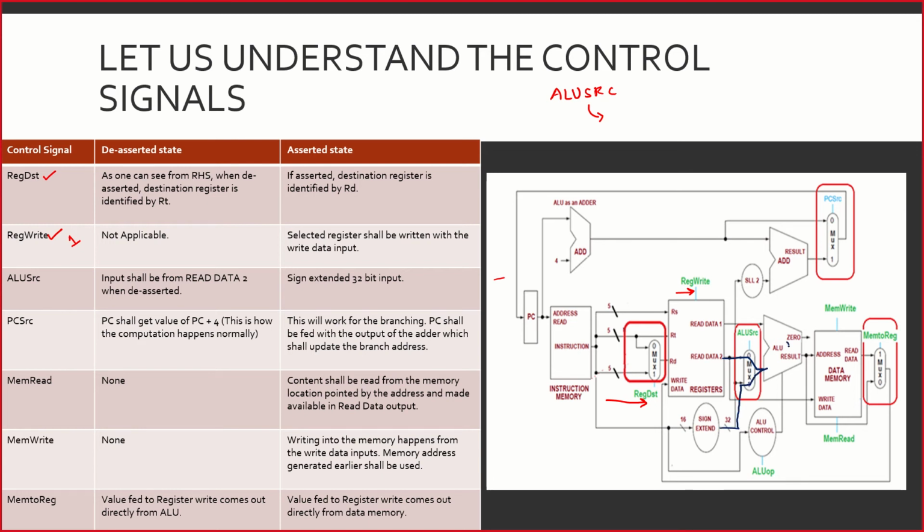So the input to the ALU could be this, or it could come from here, as I already told you, and that is done through the signal 0 and 1. 0 will take you to the register, 1 will get you the content from the sign extension unit. That's it. So we have completed 3 things. The first one is REG DST, the second one is REG write, and the third one is ALU SRC.